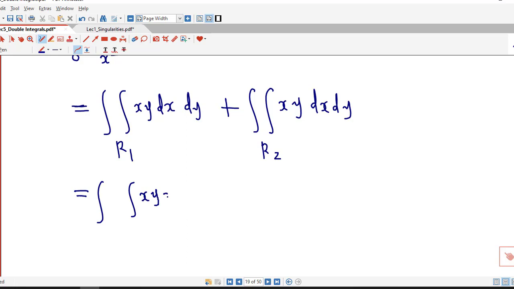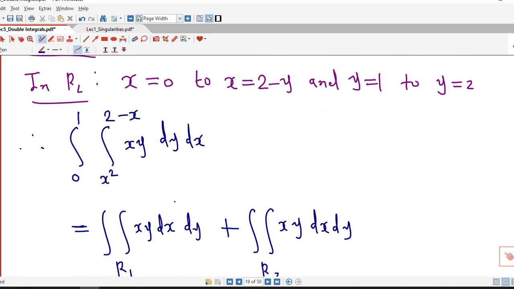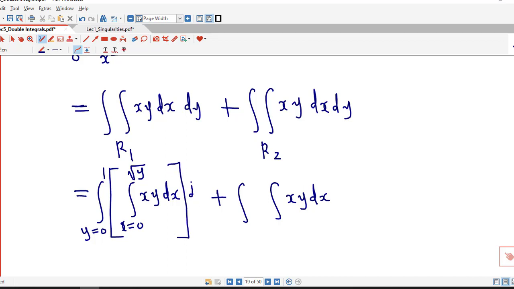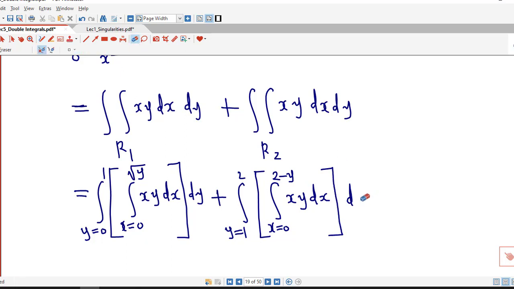So now we write down the limits of integration. In R1, x is from 0 to square root of y, and y is from 0 to 1, plus, here we write this in the bracket, and then we consider the integral with respect to y. Same thing here, x is from 0 to 2 minus y, and here y is from 1 to 2. This is the inner integral, this is the outer integral, which is with respect to y.